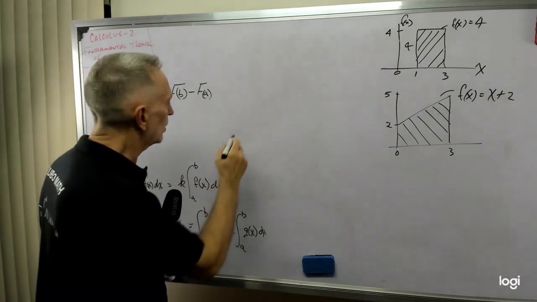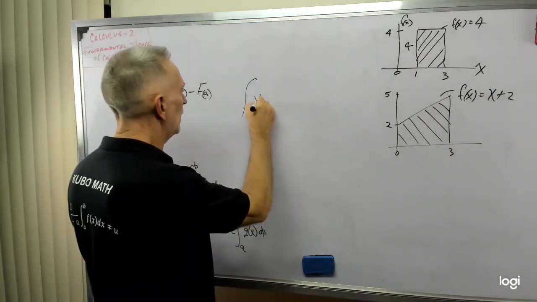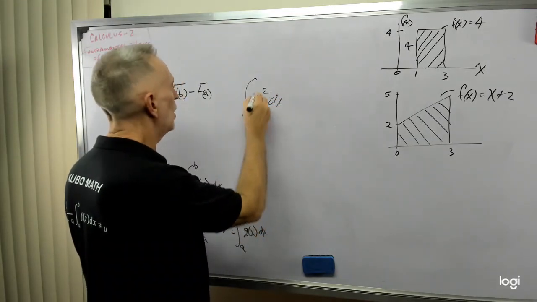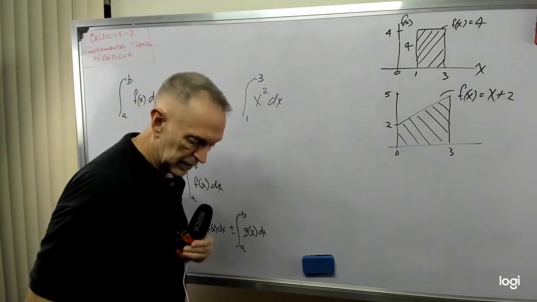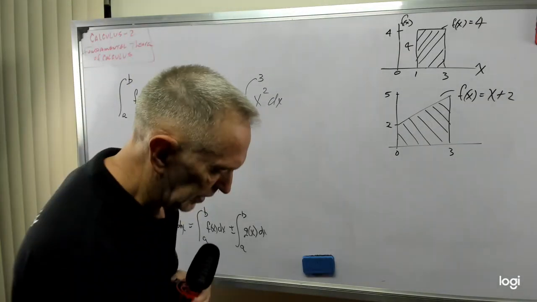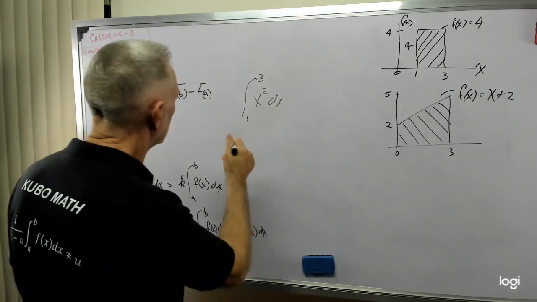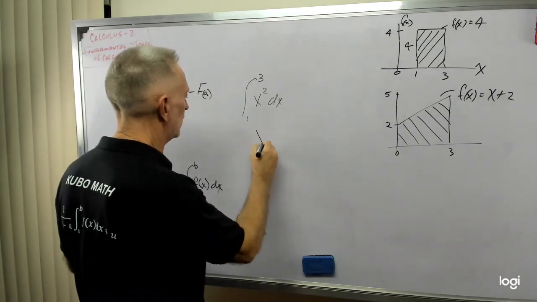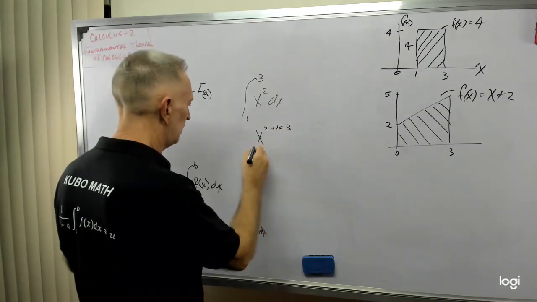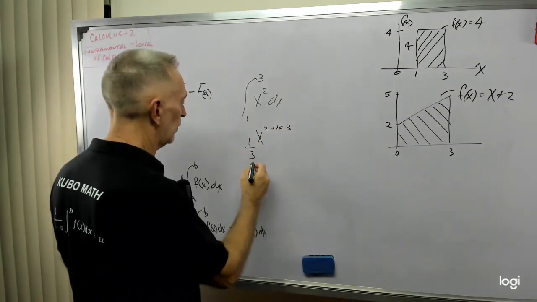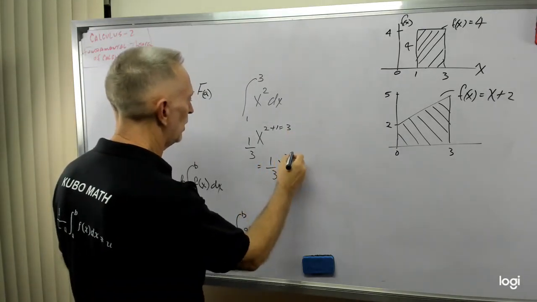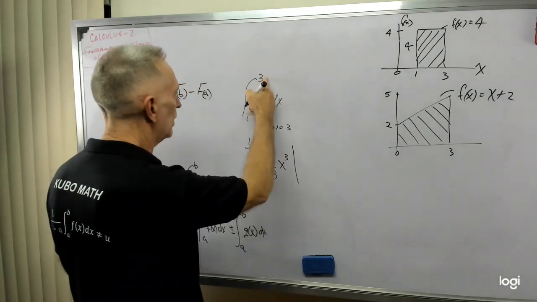So how would that work? Let's say I have the integral of x squared dx from x equals, let's say, 1 to 3. Let me change that pen out, it's a little bit light. Okay, so let's integrate x squared. So we have x to the second power plus 1 equals 3, divided by that 3 or multiplied by 1/3. So the result would be 1/3 x cubed, and we're going to evaluate that from 1 to 3.